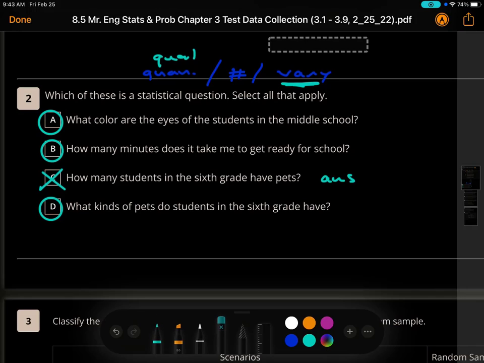Okay, I realize in B, it has a key word here. How long does it take me to get ready? And that just might be like, hey, 19 minutes. And that's just, you might say over a couple of days, but they're probably just asking for one day. So it would just be A and D as your answer.